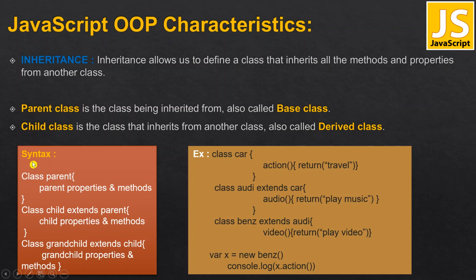Let us take an example. The syntax I have mentioned here. You define one class, and for demonstration purposes I take the class name as parent itself: class parent, and this class has its own properties and methods. What are properties? Variables and their values. Methods means functions. Now you are defining another class called child, and you should put the extends keyword. This keyword should be used.